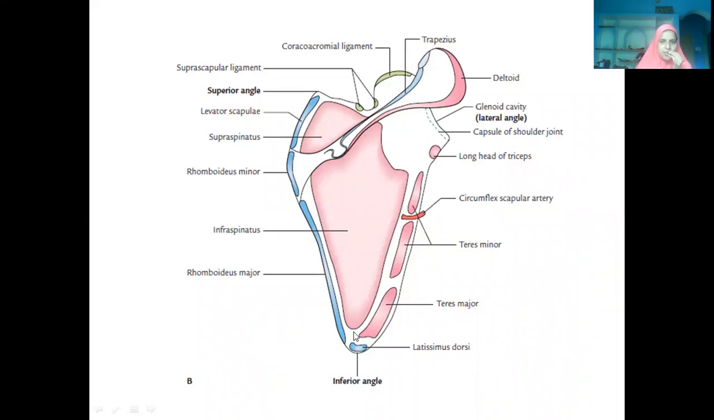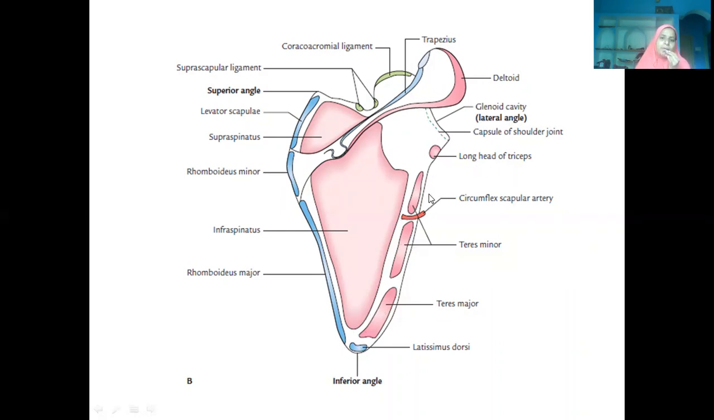Now, which border is this? Glenoid cavity means which border? Lateral border. So the lateral border is giving origin to certain muscles. Basically, below the glenoid cavity, you call this tubercle the infraglenoid tubercle. From the infraglenoid tubercle, we have the long head of triceps.